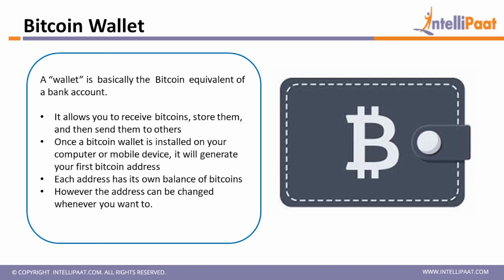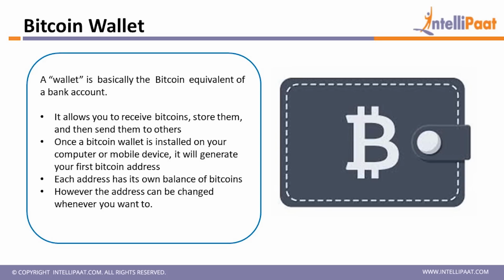Bitcoin wallet. A wallet is basically the Bitcoin equivalent of a balance or bank account. So when we talk about a wallet in Bitcoin, it is equivalent to your bank account where you keep your money. It allows you to receive Bitcoins, store them, and then send them to others. Like your normal bank account, you can store money and send the money whenever required to another person.